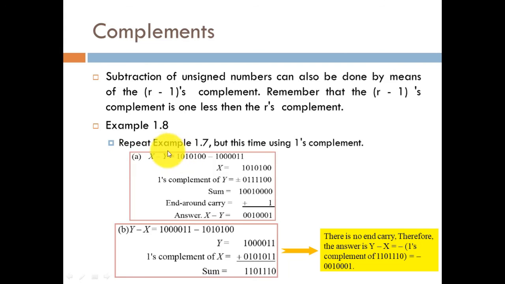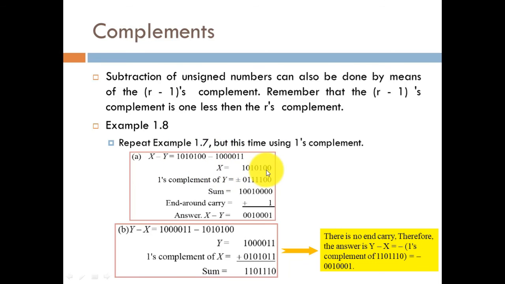So let us take an example. We are basically repeating the last example, but this time we will be using the 1's complement rather than the 2's complement. So again, to calculate x minus y, we have this 1 0 1 0 1 0 0, and for y we are basically using the 1's complement of y. So here this is representing your x and this is representing your y.